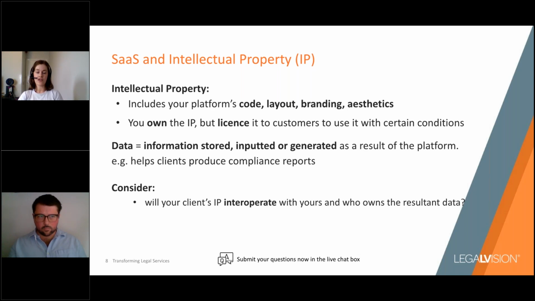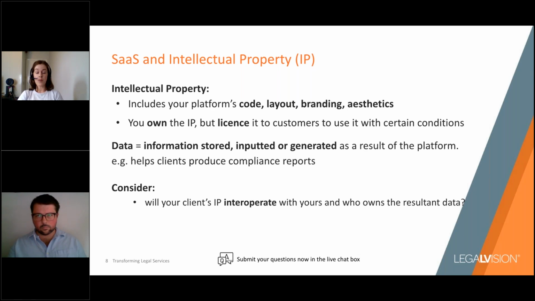In terms of data, we're talking about information or data that might be stored on the platform, inputted into the platform, or generated as a result of the use of the platform. For instance, you might offer a SaaS that helps customers produce compliance reports or reports to measure your clients' CO2 emissions. As with intellectual property, it's important that you carefully consider who owns what data and what rights you'll need to any data that's provided to you.